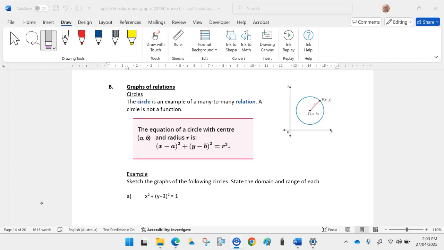And without saying where we get this from, all you have to know is that the equation of a circle with center (a, b) and a radius of r is given by this equation: (x minus a) squared plus (y minus b) squared is equal to r squared. That's all we need. That is the equation for a circle with center (a, b) and radius r.